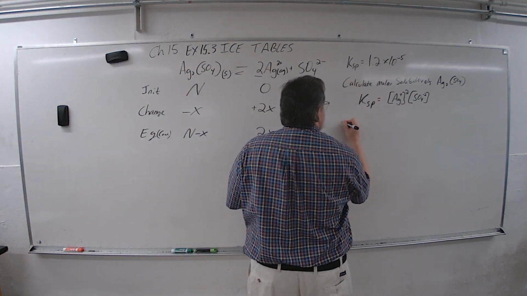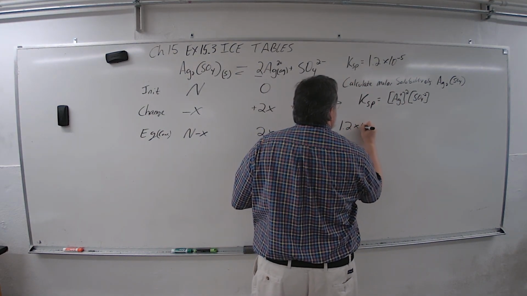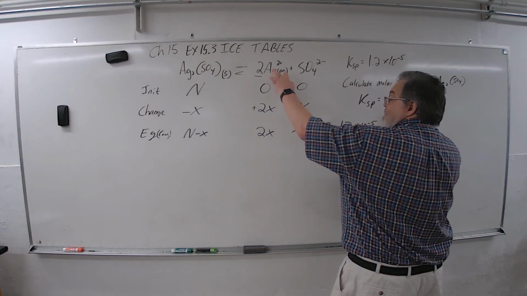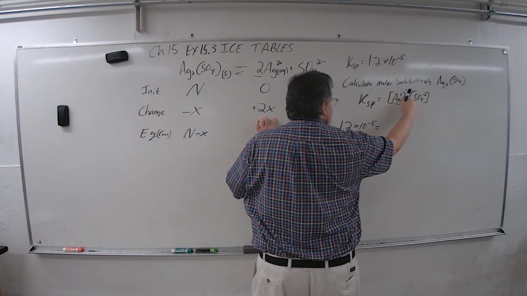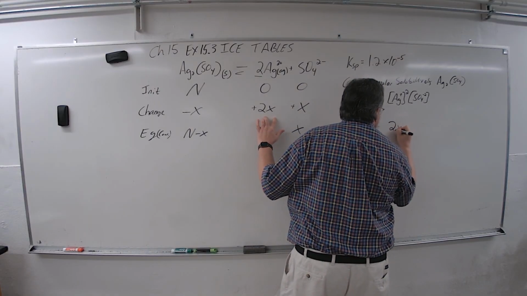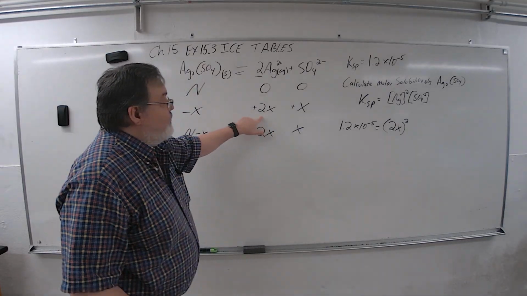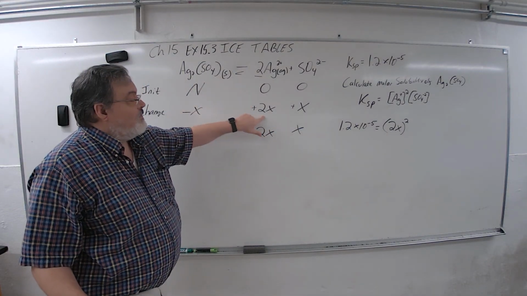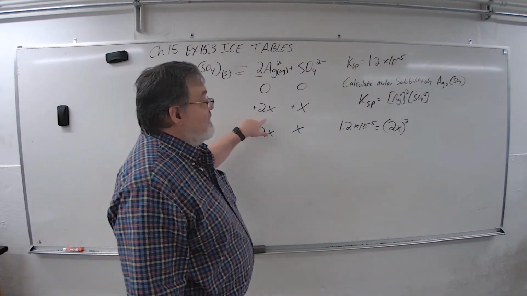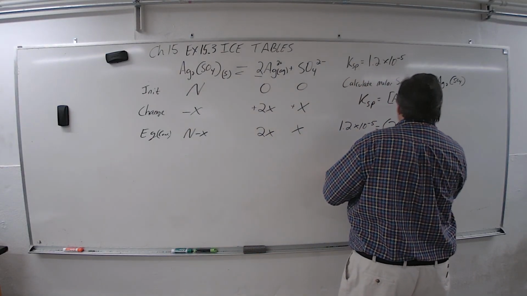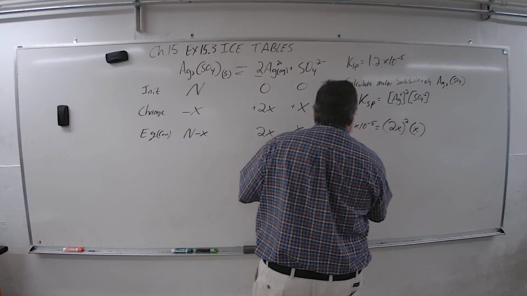If this is Ksp, we have 1.2 times 10 to the negative 5 equals the concentration of Ag. Notice it's squared, so I'm going to put 2x here, and don't miss this. It's 2x squared, so we're not done with 2's here. We're not done with this 2 just by putting 2x here. There's a square here too. And then 2x times x.